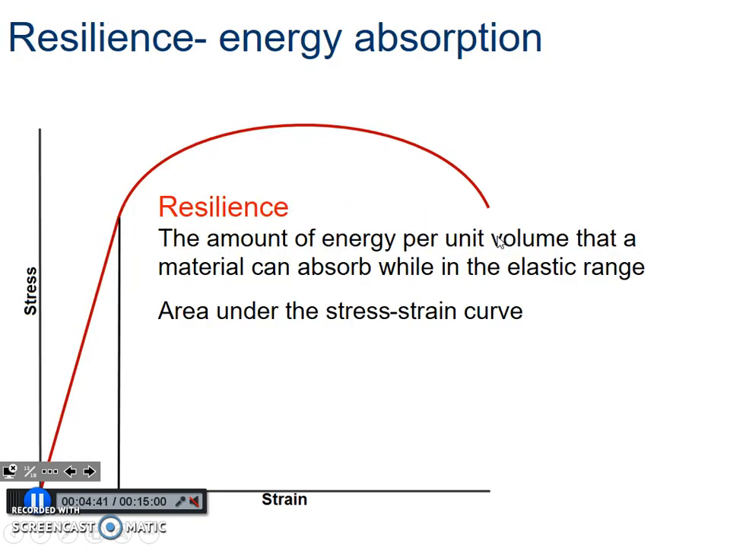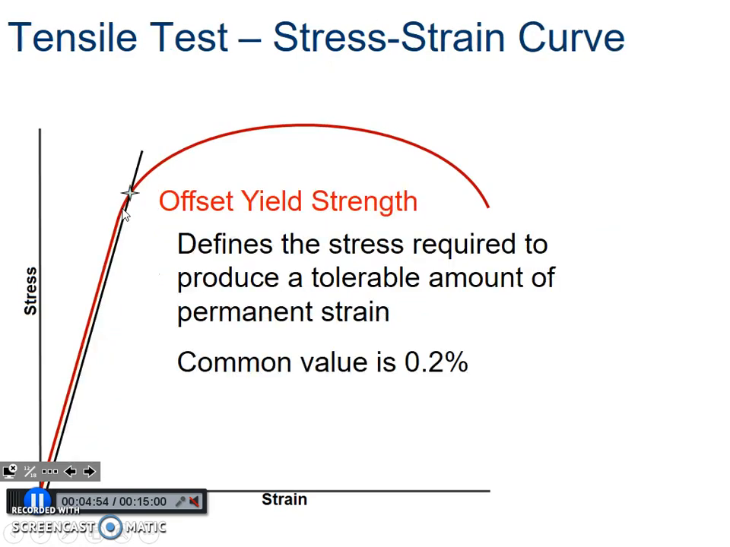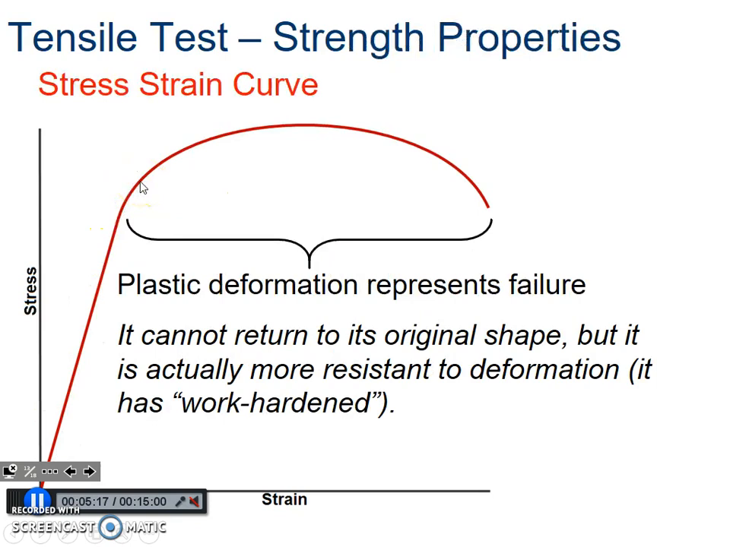Now, resilience is the amount of area underneath this curve, and that's going to be a triangle. That's how much it can resist change. Now the offset yield point is where you take 0.2% of the line and put it out a little bit further. This is a tolerance. So you can tolerate up to this much stress and strain, up to 0.2%, and that's going to give you a nice long linear line.